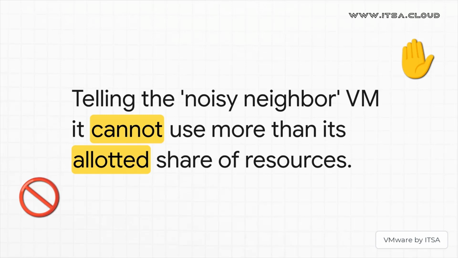You're telling that party animal tenant that, look, no matter how big their party gets, they are not allowed to use more than their allotted share of the building's electricity. This is what prevents them from causing a brownout for everybody else. It's all about preventing resource abuse.